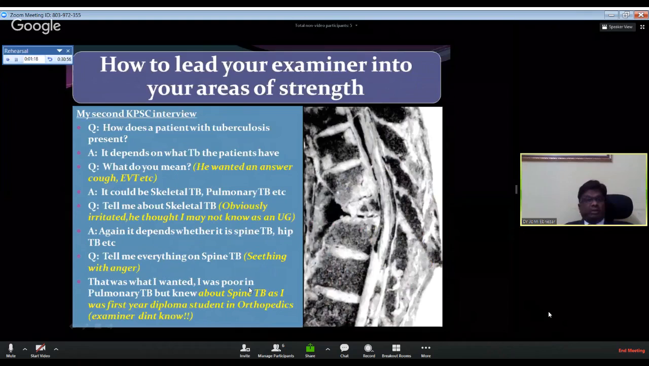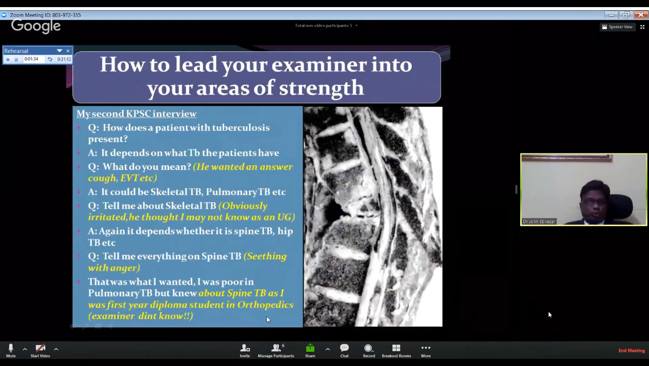I was poor in some of the vertebral conditions. But for spinal scoliosis, I was a first year diploma student and had worked on a paper with Dr. B.B. Poopy. So I knew about spinal scoliosis, answered all the questions on it, and was sent home. So this is what you can do in the exam.